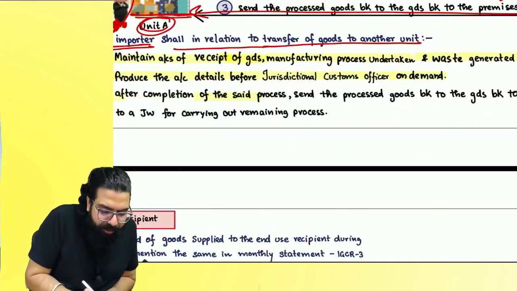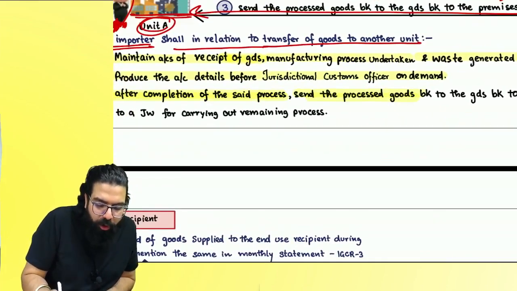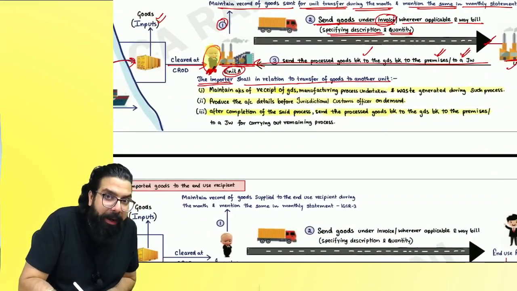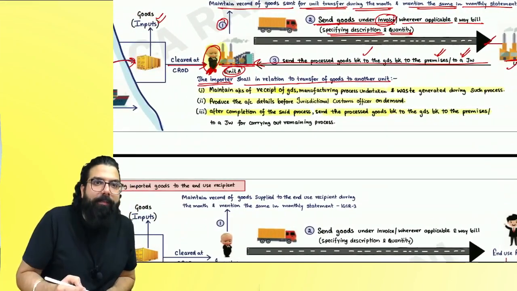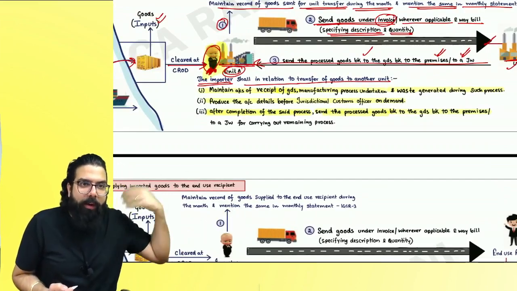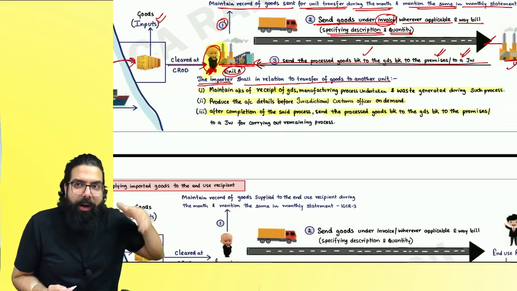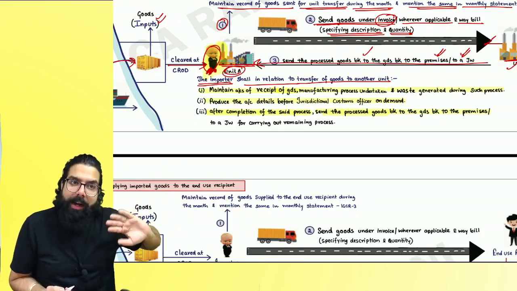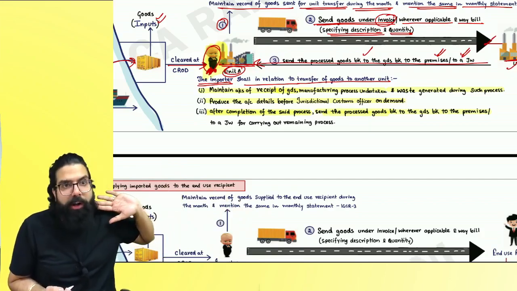And after completion of the said process, send the processed goods back to the premises, which means you should go ahead and maintain the account. The importer will maintain the accounts relating to what? What are the goods sent? What was the manufacturing process undertaken? What is the waste which was generated? Are we clear, everyone? And he should produce the accounts on demand.